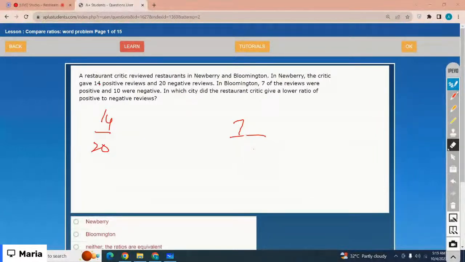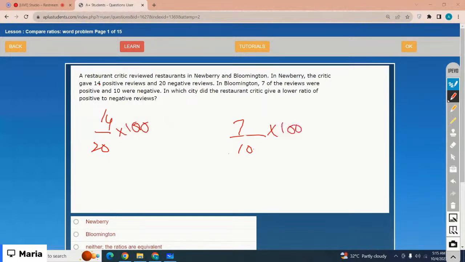If you just look at these ratios, 14 over 20, 7 over 10, are they equivalent? Think and then answer. They are equivalent, right? If you divide this fraction by 2, you will have the same fraction. They are equivalent. But you can know by just dividing them and multiplying by 100. That would be easy to compare, right?